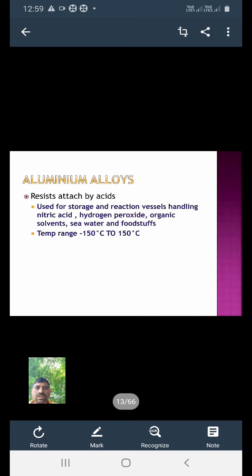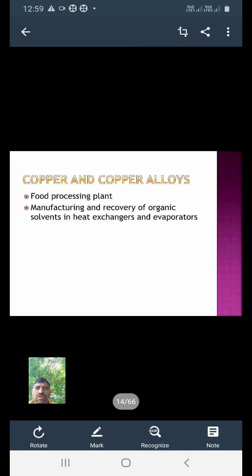And the second last material is copper and copper alloy. We use copper and copper alloy in the food industry or food processing plant.